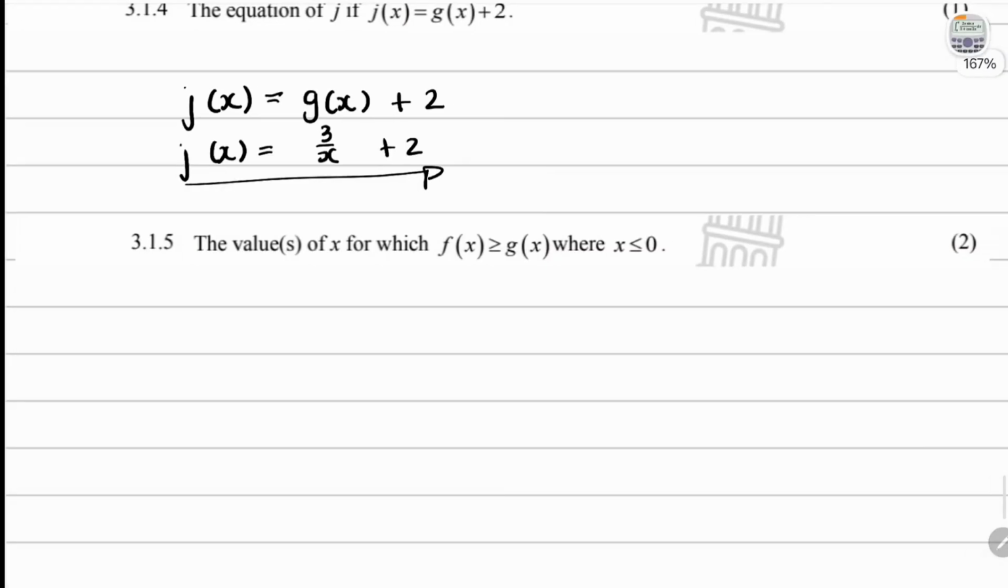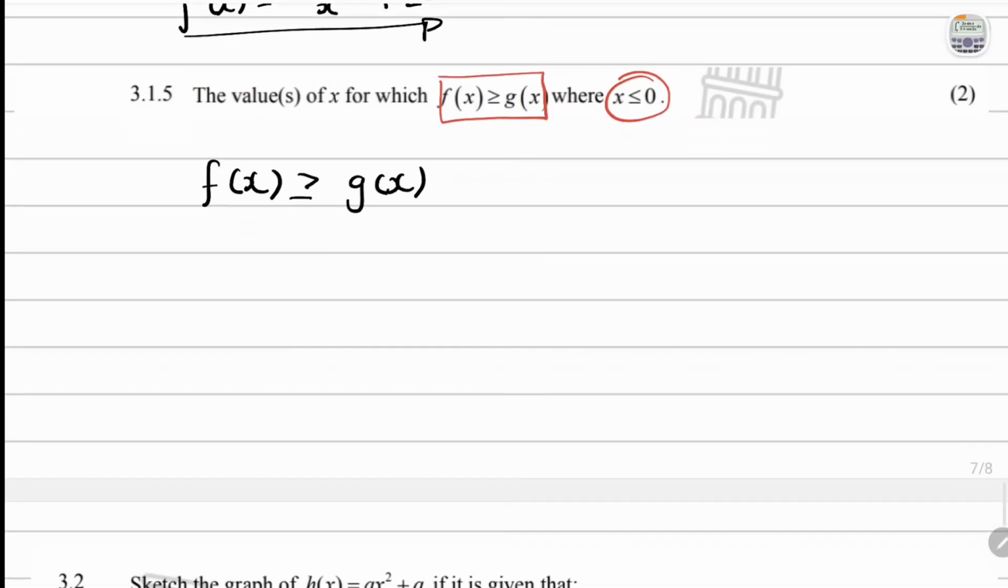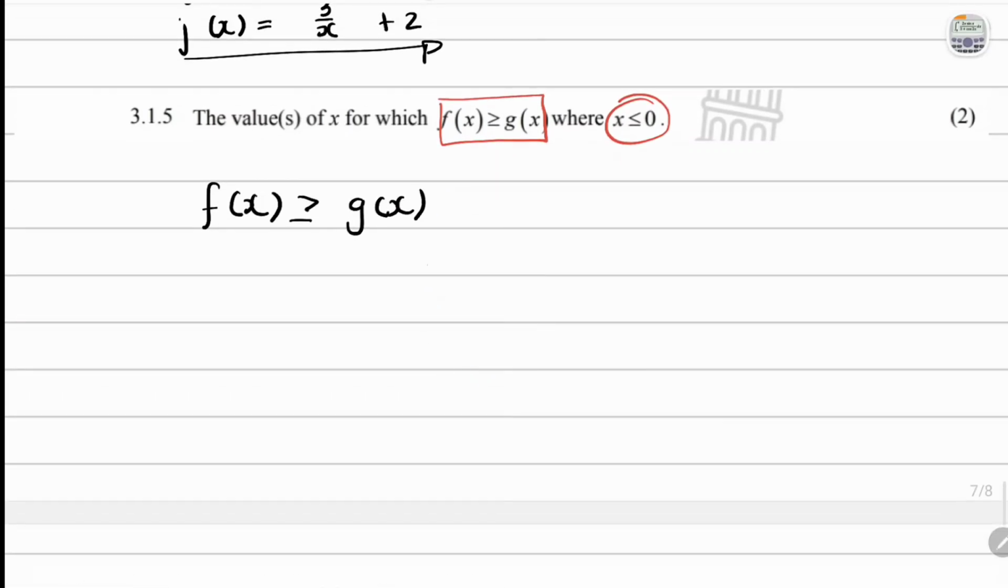The next question, we have to determine the values of x for which f of x is greater than or equal to g of x, where x is less than or equal to 0. Okay, so the main question is this. This is just within that region that we need to find this. So we'll look at the graph for this. Where is f of x greater than or equal to g of x?